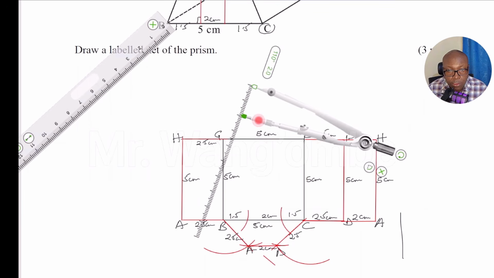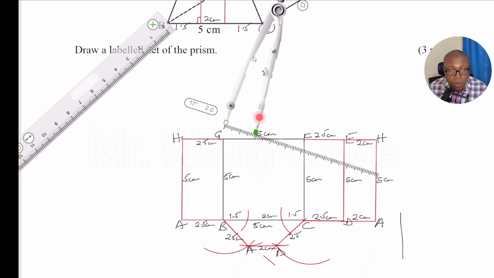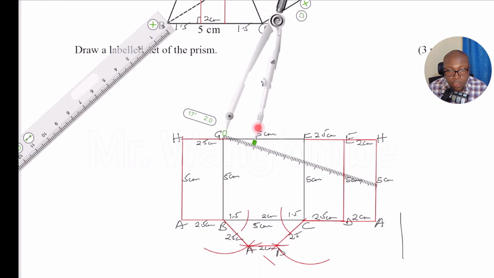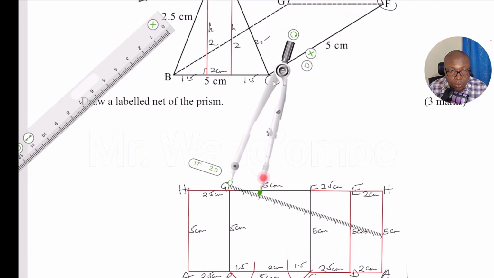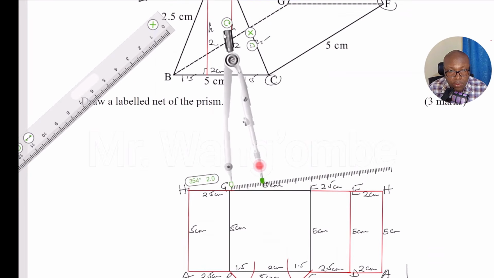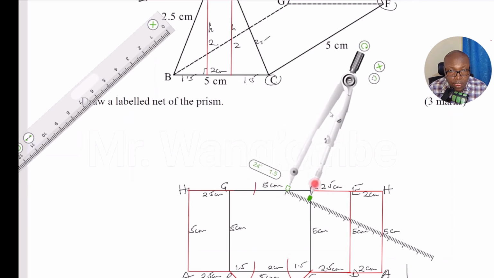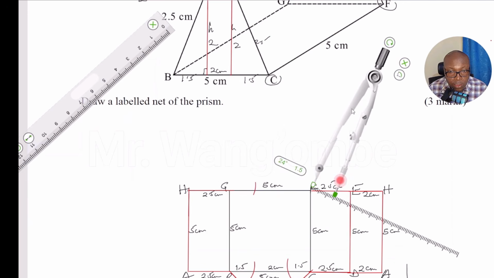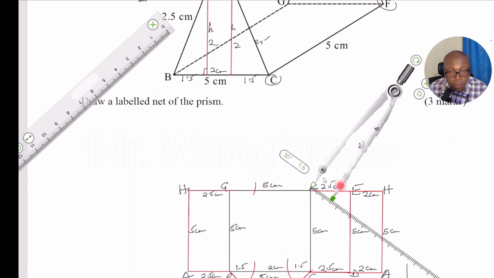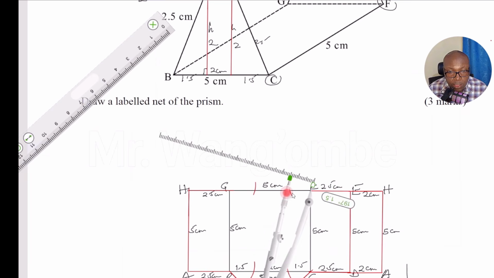So take your pair of compass and we will start by marking. There are some points here we have to mark. So we're standing there. We mark 1.5 centimeters. That is 1.5. So with 1.5 you mark there. And then on the other side, again, we make sure that we also mark that 1.5.